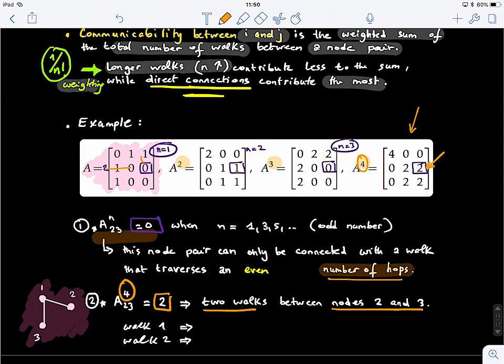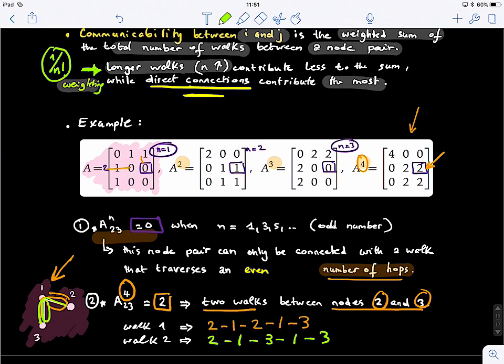And this is the graph. So I want to go from 2 to 3. So I can do this: 2, 1, 2, 1, 3. Okay, so these are 4 hops. Or I can do the other way around. So, what is the other one? You guys tell me. 2, 1, 3, 1, 3. Okay?